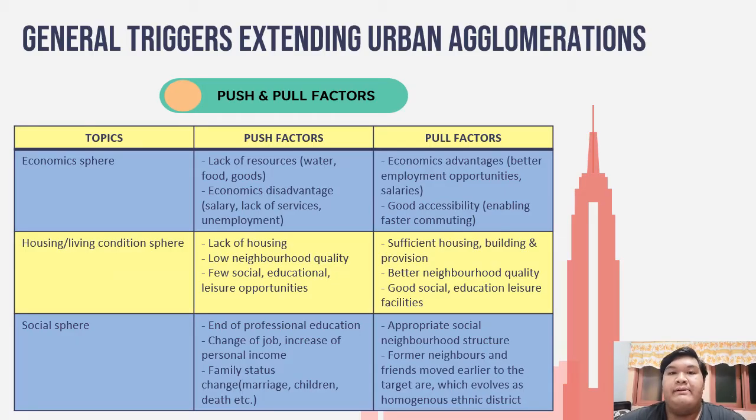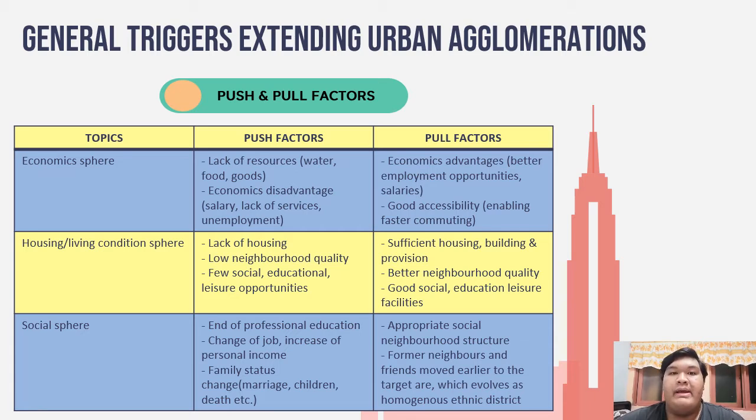General triggers of urban agglomeration. The major reason for growth is population migration towards cities or metropolitan regions, driven by the population's expectation to find attractive living conditions. Some scholars mention that push and pull factors trigger migration decisions. In this table, these factors have been distinguished into three spheres.